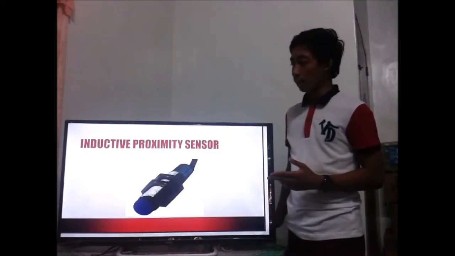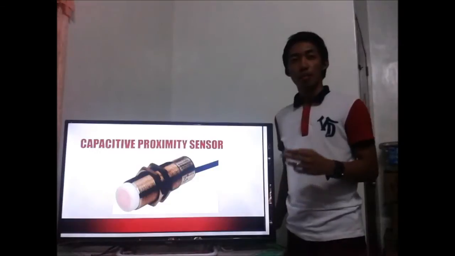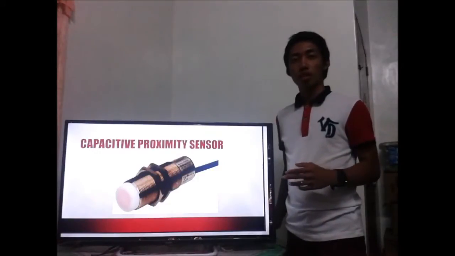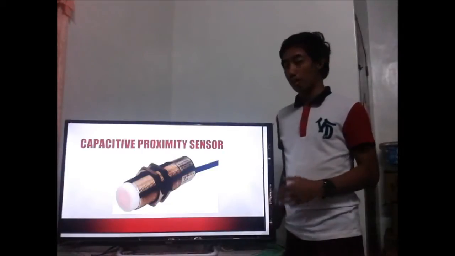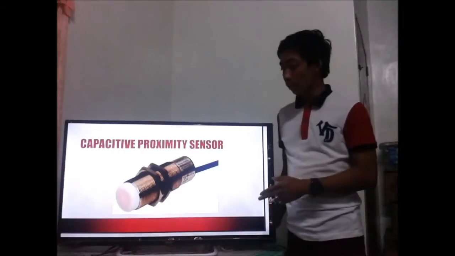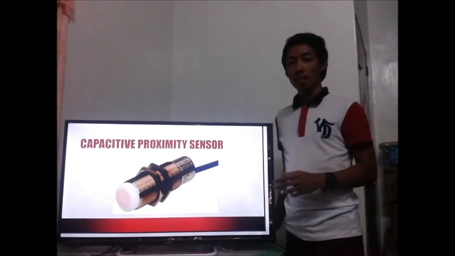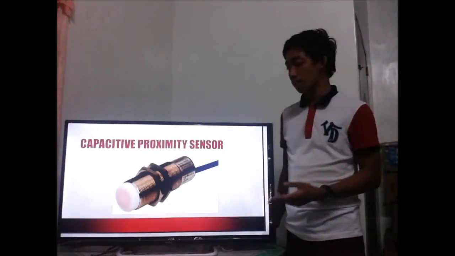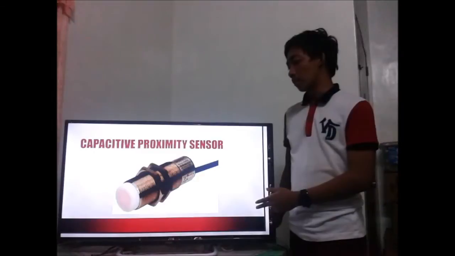The next one is the capacitive proximity sensor. The capacitive proximity sensor is similar to inductive proximity sensor. The difference of it is it uses electrostatic field in which it can sense metal as well as non-metallic material. This is the example of capacitive proximity sensor.